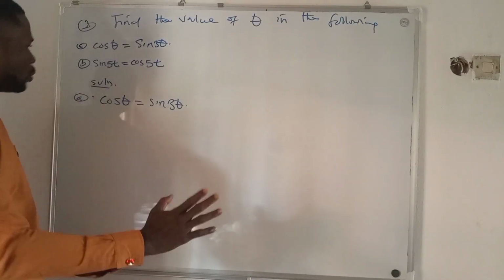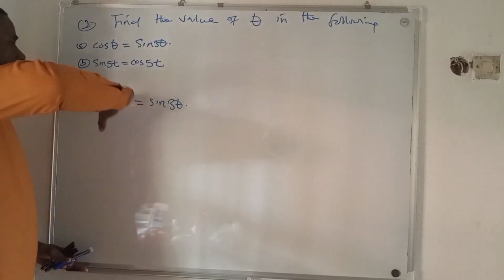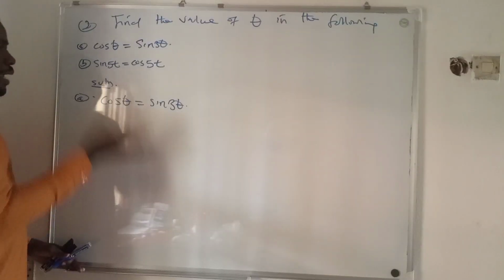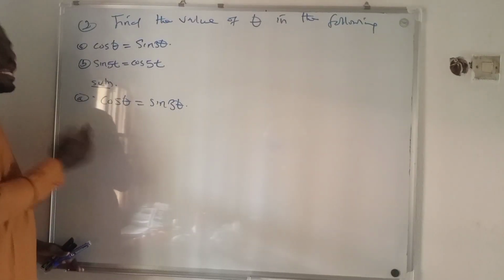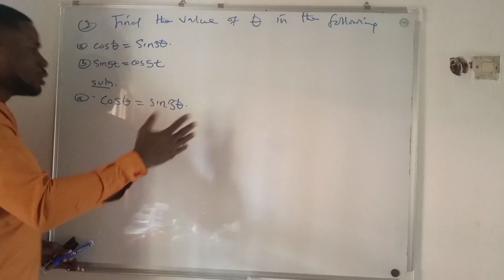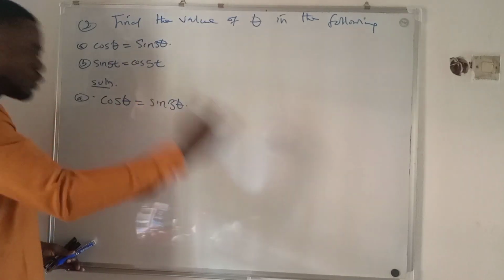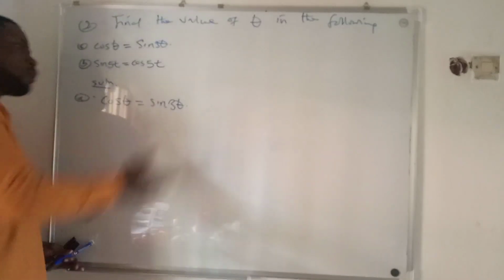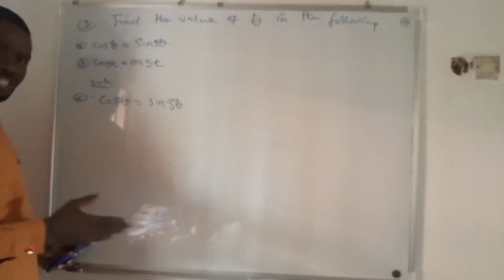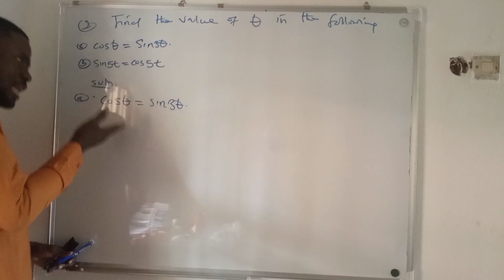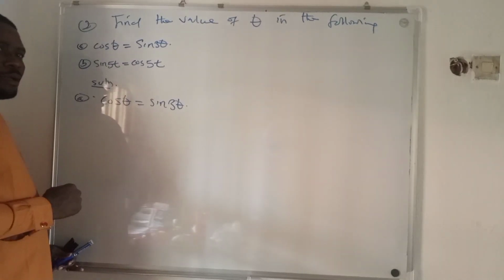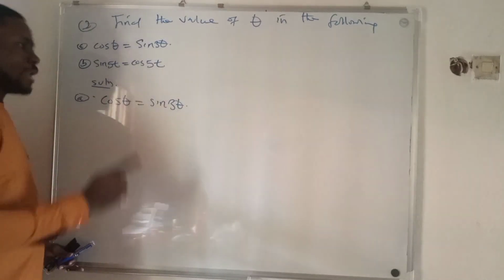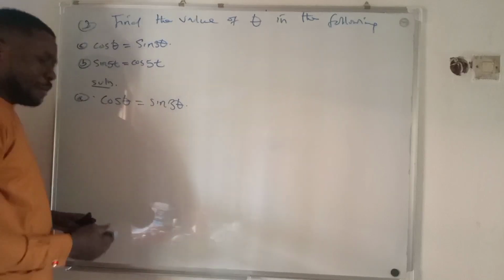So what we need to do is to think of a way we can remove cos from the left hand side and replace with sine, or you remove sine from the right hand side and you replace with cos, so that the trig ratio on both sides must be the same. And once they are the same, you can cancel each other. You can cancel them out and you'll be left with what? The theta.